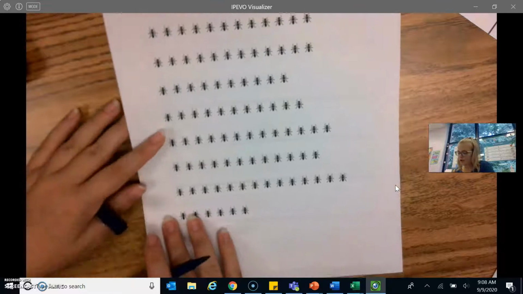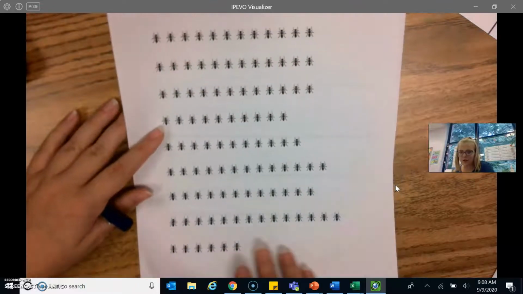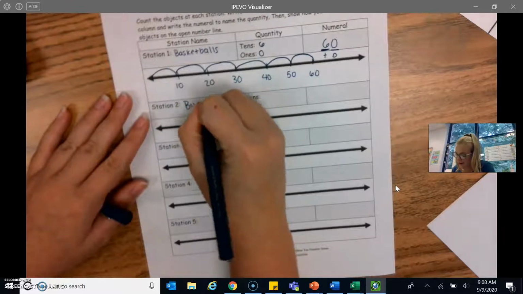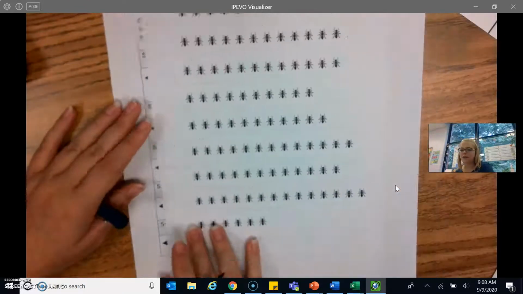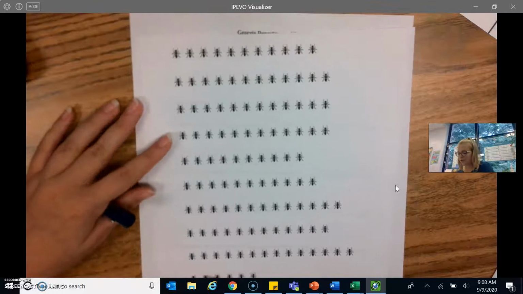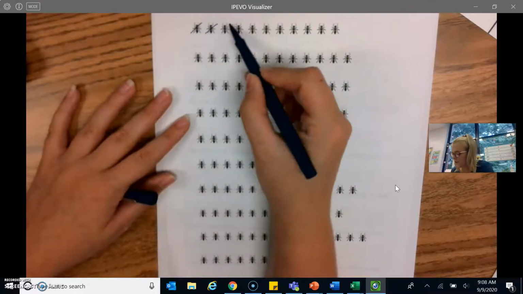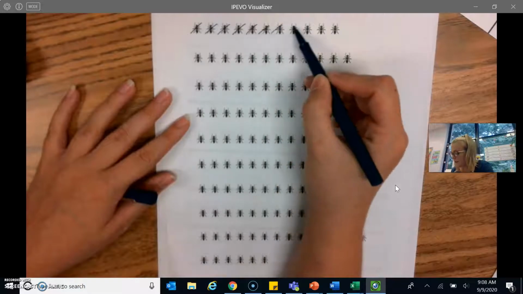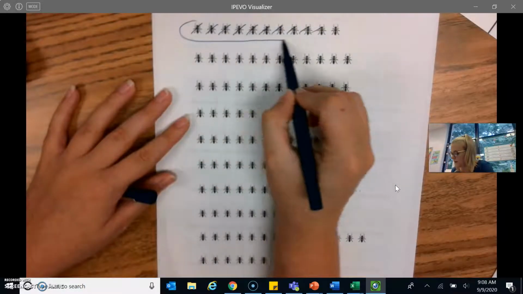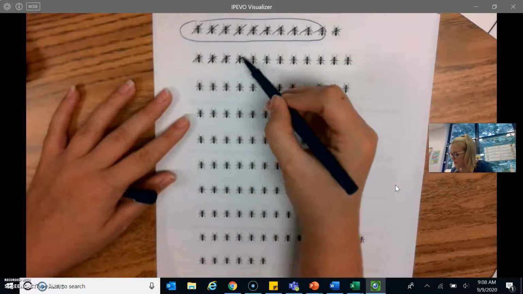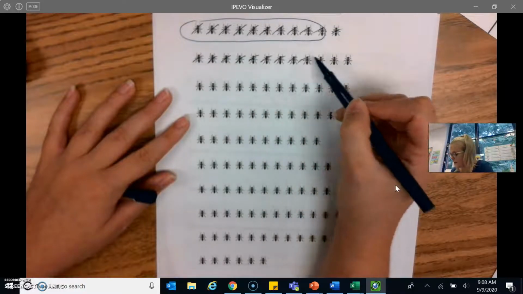Now let's do station 2. What am I counting on station 2? Let's write bugs. I have so many bugs here. I think it's going to be smart for me to do groups of 10s again. What do you think? Yeah, so let's count groups of 10. 1, 2, 3, 4, 5, 6, 7, 8, 9, 10. There's one group of 10. I have 1, 2, 3, 4, 5, 6, 7, 8, 9, 10.